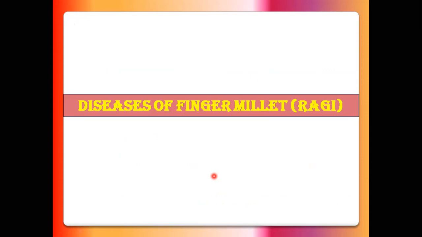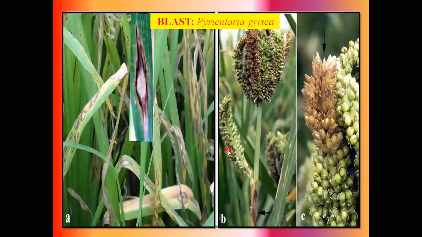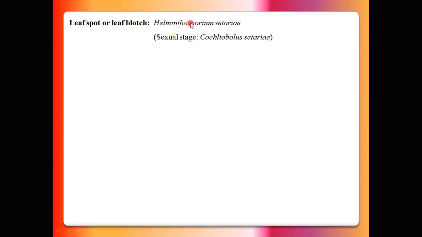The same type of symptoms and disease can also be seen in finger millet, or ragi, that is, blast disease. This is the symptom generally seen on the ragi plant, caused by Pyricularia grisea, which produces blast disease. The second most important disease is leaf spot disease, caused by Helminthosporium nodulosum. This information is similar to the blast and brown spot disease in rice, so you can study these diseases of ragi.